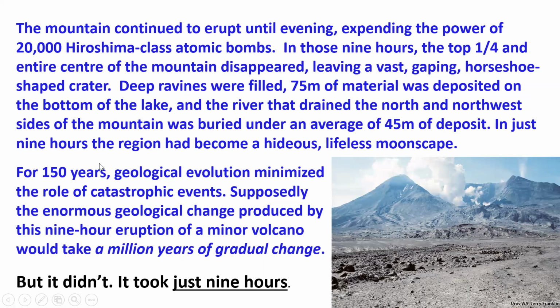So for 150 years, geological evolution minimized the role of catastrophic events. Evolution thinks that catastrophes either don't happen or they don't matter. Supposedly, the enormous geological change produced by this 9-hour eruption, and it's just a minor volcano, would, according to evolution, take 1,000,000 years of gradual change. But in reality, it just took 9 hours.